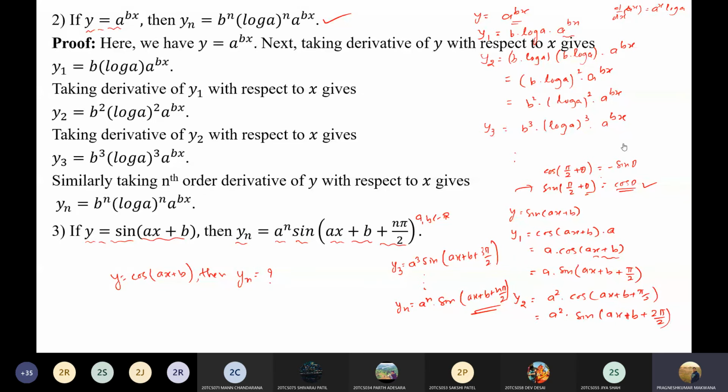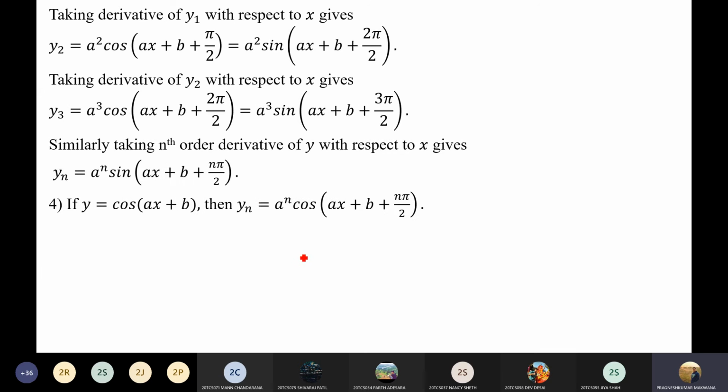Yes, Nancy, ID number 37. Yes, sir. yn equal to a raised to n cos(ax plus b plus n pi/2). Very good. So maybe everyone got this answer? Yes, most of the students. Very good. So how can you obtain this one?